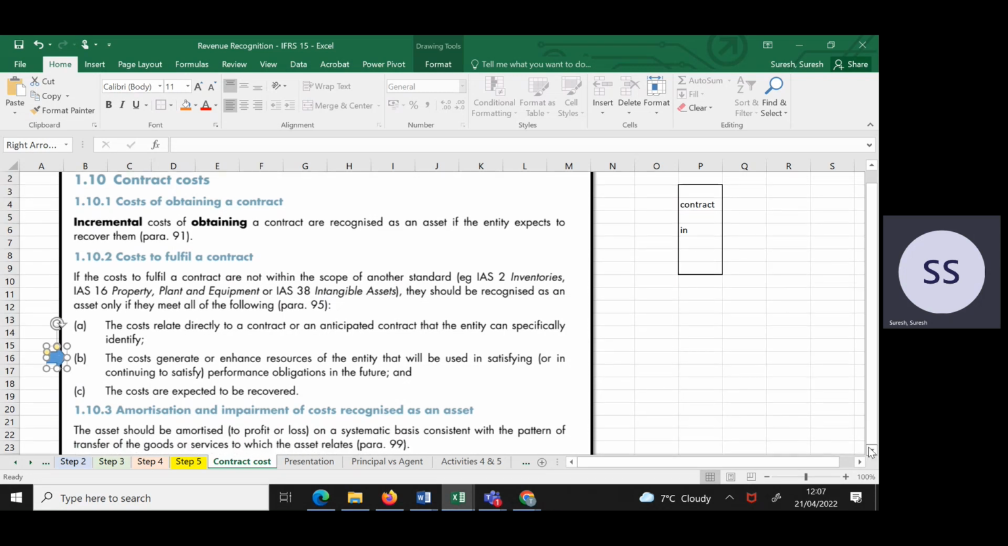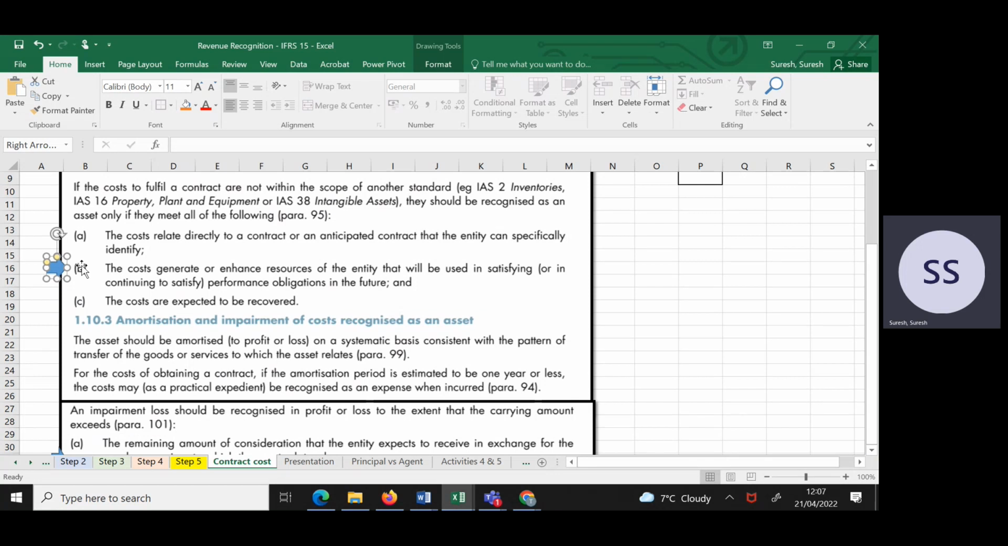So once that cost is treated as an asset, then we would have to consider the amortization and of course the impairment. Once we have recognized the cost as an asset, then we are supposed to carry out an amortization. The way that the amortization is carried out, we would use a systematic basis, consistent with the pattern of the transfer of the goods and services to which the asset relates.